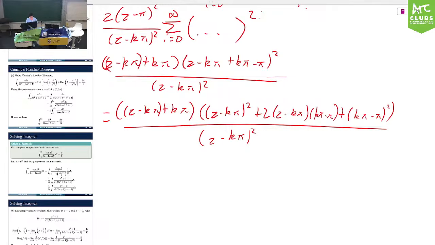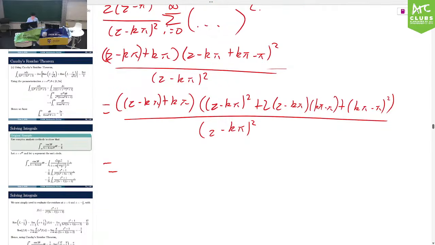Now this one looks like it's a power of 3, but remember, this is just a constant. So we have some random constant divided by z minus k pi. That then becomes 1 on z minus k pi, which is exactly what we want, the power of -1. So again, just look at the coefficient of that, which is just k pi minus pi squared.